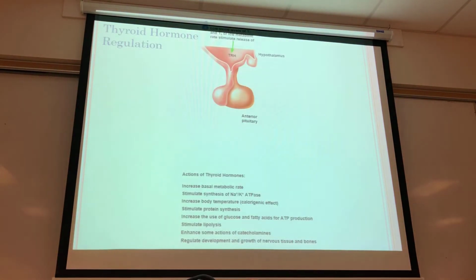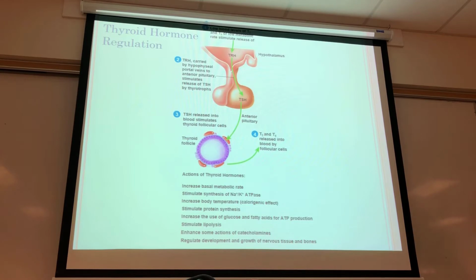The next slide over basically shows the same thing. T3 and T4 coming back in and turning off TSH and TRH. Now, when T3 and T4 are low, looking at this again, let me just draw the receptors over here. And this is a receptor for thyroxine, or T4.